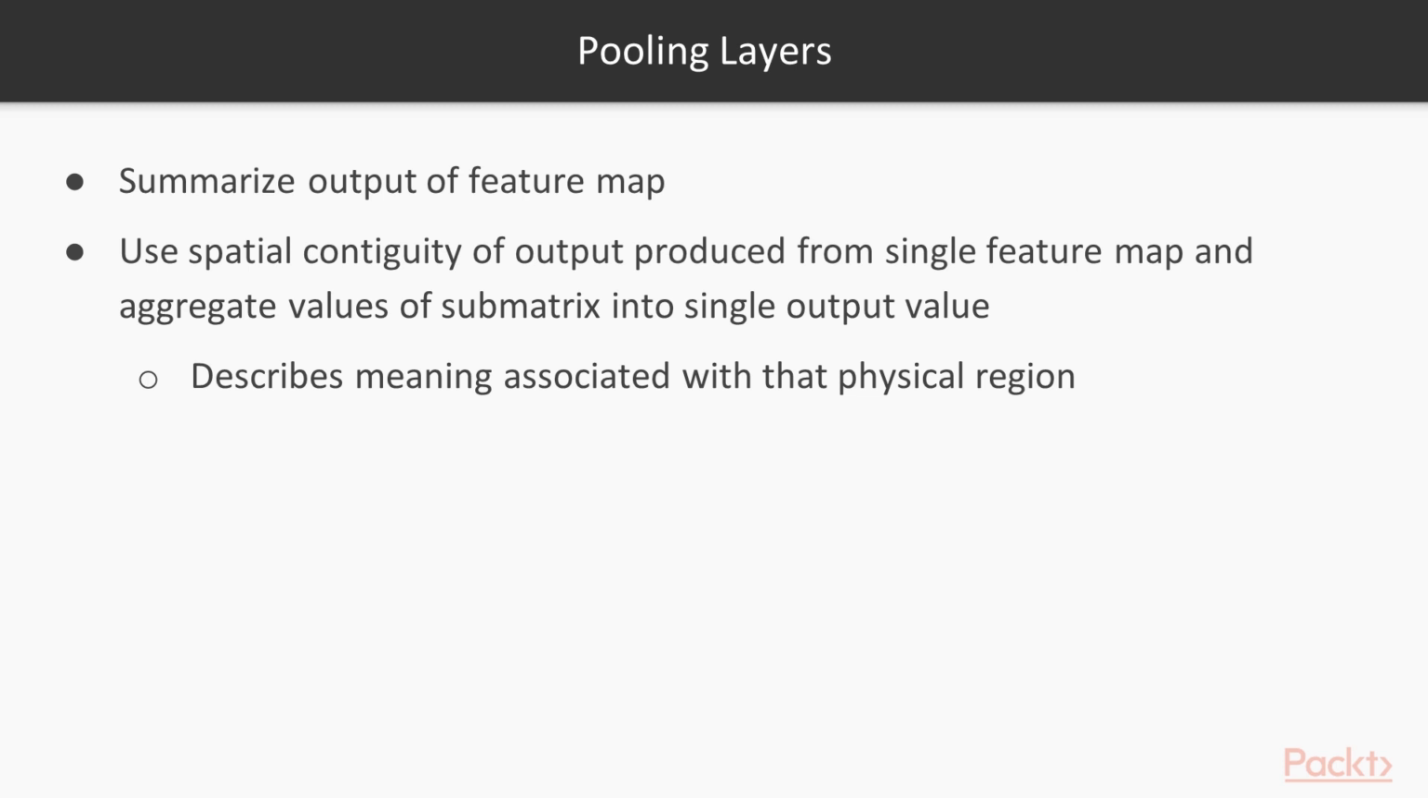Next, we will learn about pooling layers. Let's suppose that we want to summarize the output of a feature map. Again, we can use the spatial contiguity of the output produced from a single feature map and aggregate the values of a submatrix into a single output value that synthetically describes the meaning associated with that physical region.